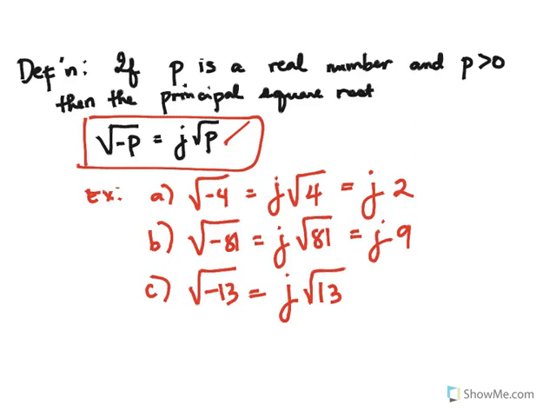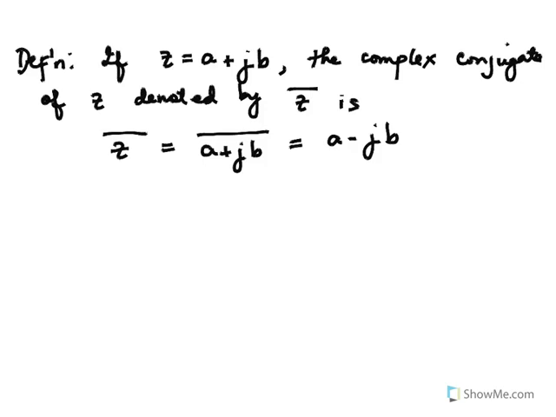Okay? And so, kapag meron tayong mga radicals, square roots inside or negative radicands inside your square root, pwede natin siyang i-express as standard form. Another definition, if z is equal to a plus jb, then the complex conjugate of z, denoted by z bar, is a minus jb.